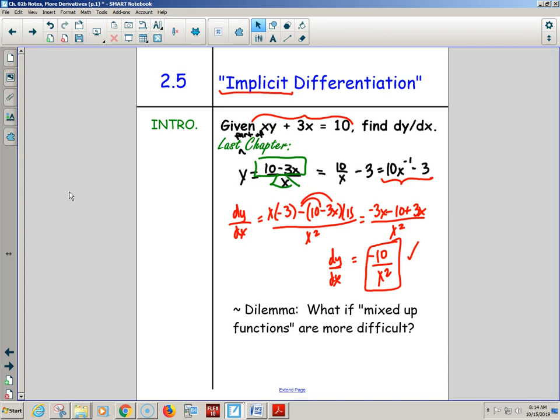Maybe there's a way to deal with mixed up functions without having to get y by itself every time. That's section 2.5. Before we hit section 2.5, what to do with mixed up functions, not compositions of functions, but literally mixed up. Y is entrenched inside, is implicitly given with x's and y's all mixed up. That was kind of how we talked about it in pre-cal.